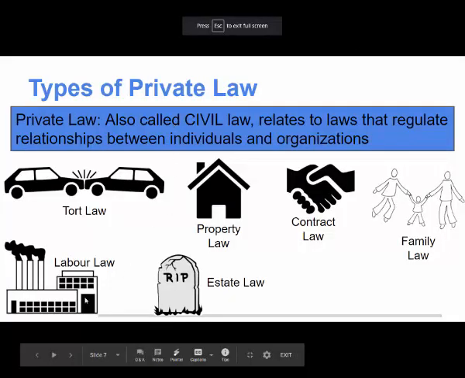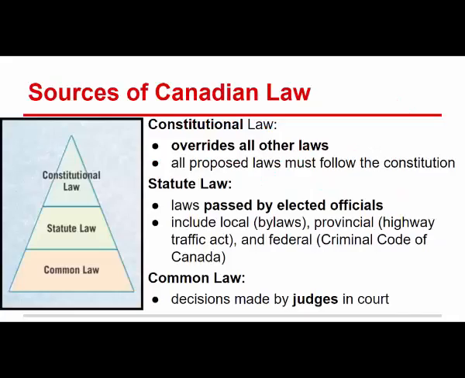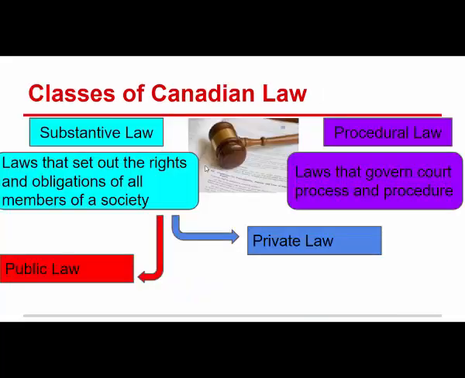When it comes to Canadian law, there are 3 specific sources for Canadian law. Those include constitutional law, which overrides all other laws and is entrenched in the Constitution. Statute law, or law passed by elected officials. These can include bylaws and other acts like the Education Act and the Criminal Code of Canada. And finally, what is called common law, or decisions made by judges in court.